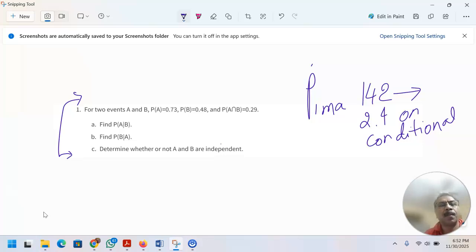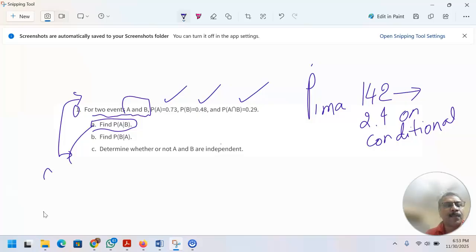Now, the first problem gives two events A and B, their probabilities, and also their intersection. The question is, what is the chance that A will occur once you know that B has occurred? For the first one, let me write it here.